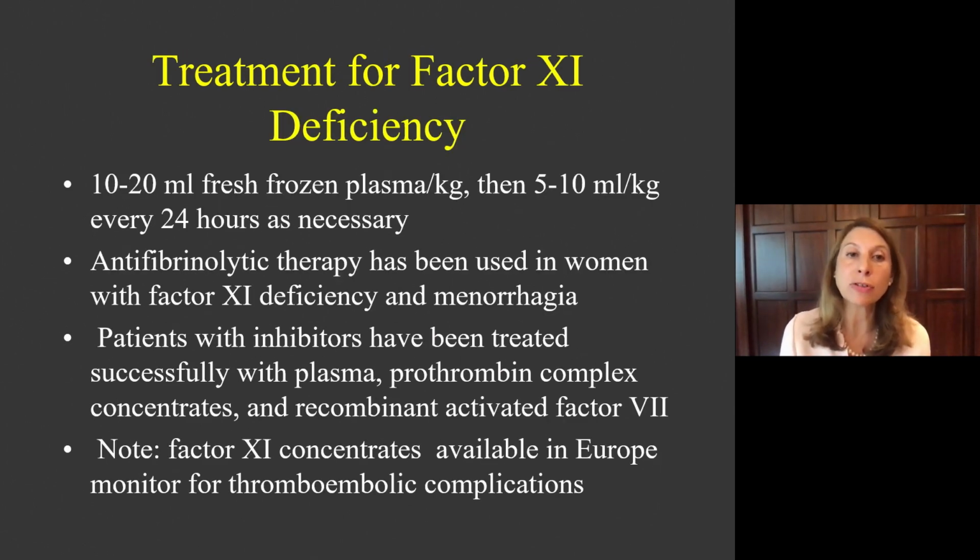How do we treat factor 11 deficiency? Fresh frozen plasma in the US is our main way. Usually we use the formula of 10 to 20 mL of FFP per kilogram, then 5 to 10 mL per kilogram every 24 hours as necessary. You can imagine that this can get excessive. If the level is very low, you're not going to be able to correct it back to a normal level. And this can be presenting with a lot of volume, especially in someone who has a cardiac history.